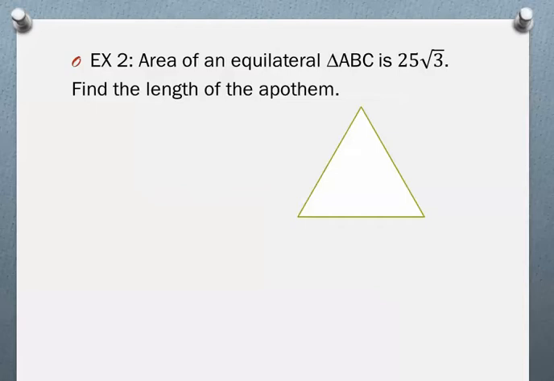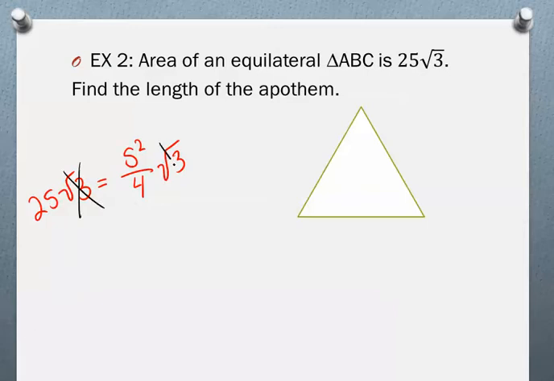Our second example tells us that the area of an equilateral triangle ABC is 25 square root of 3. And what we want to do is find the length of the apothem. Well, we know that we can calculate the area of an equilateral triangle by doing side squared over 4 times square root of 3. So if we know that area is 25 square root of 3, we can just set that equal to it and then solve.